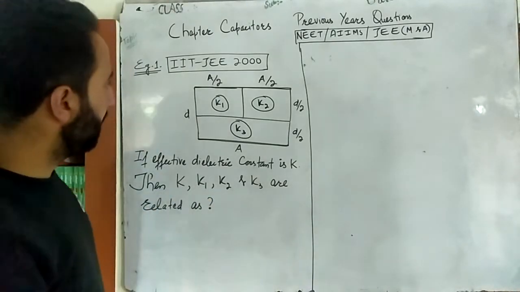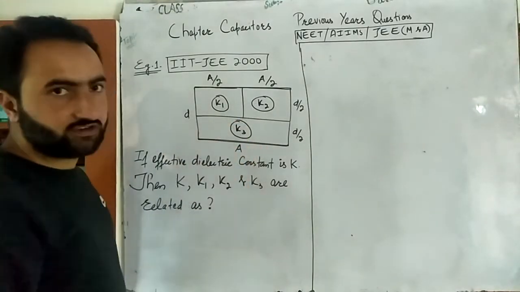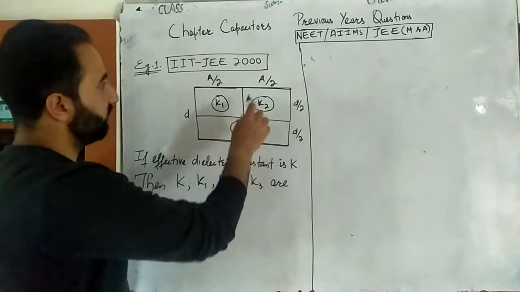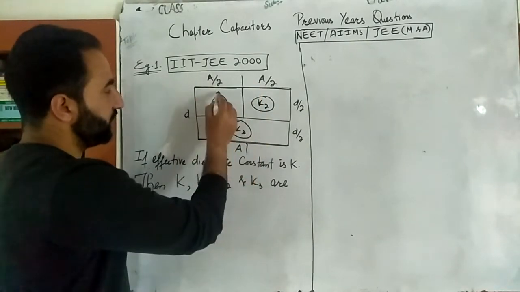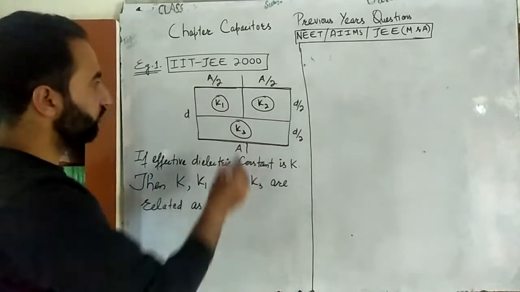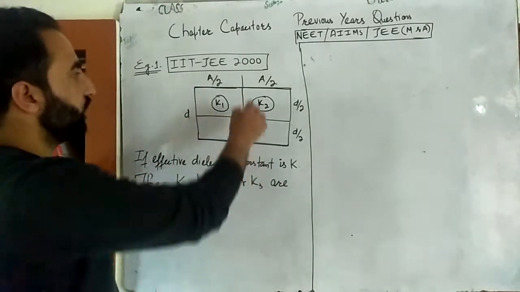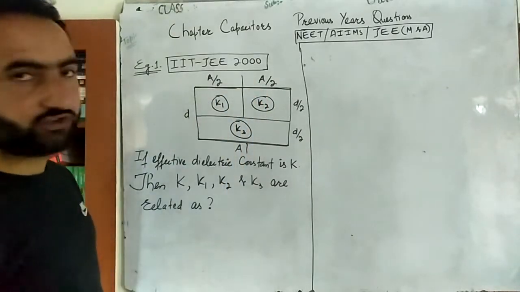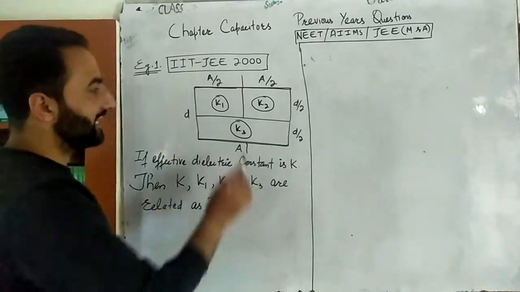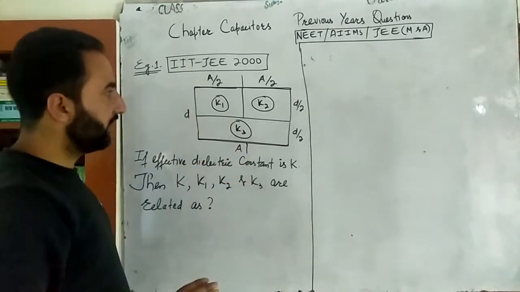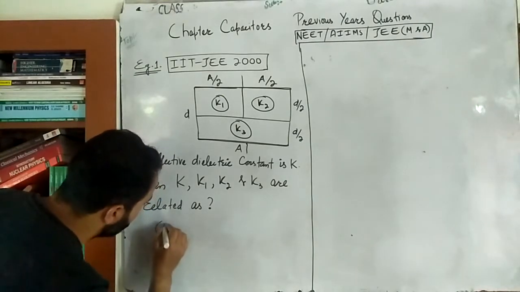Now what we know is this one and this one are connected in parallel, isn't it? If this is one battery terminal and this another terminal, the potential difference across this will be the same. So basically they are connected in parallel. They are connected in series with this, because the charge flowing through this will be equal to the charge flowing through this. So this one and this one are connected in parallel, and then in series with this.